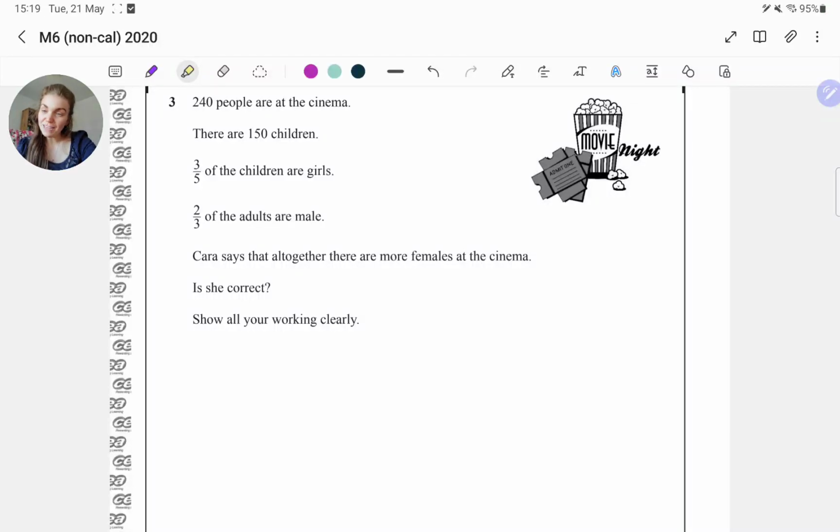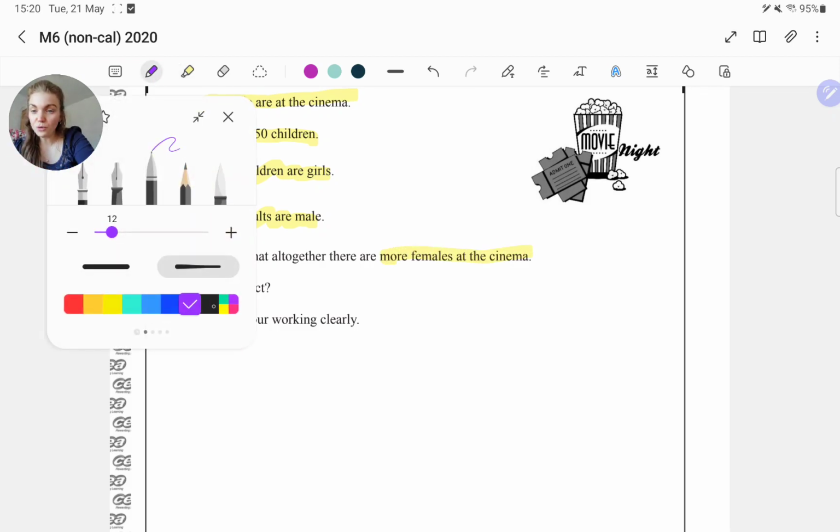I'm a fully qualified maths teacher, and today we are going to look at question 3 of the M6 Non-Calculator 2020 paper. So it says there are 240 people at the cinema. There are 150 children. 3/5 of the children are girls and 2/3 of the adults are male. Cara says that altogether there are more females at the cinema. Is she correct? Clearly show your working out.